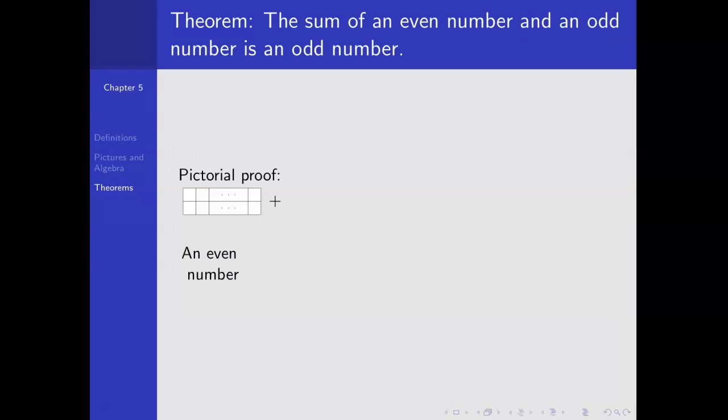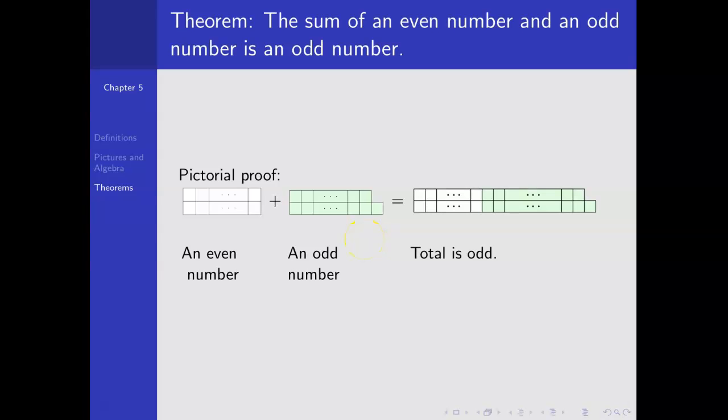All right, our next theorem: the sum of an even number and an odd number is an odd number. We'll start again with our picture proof. First, we have an even number, and we're going to add to it an odd number. So we've got our picture representation of the odd number. And then when we add those together, we're going to stick those two arrays together so that they're side by side. And we get something where the total is odd.